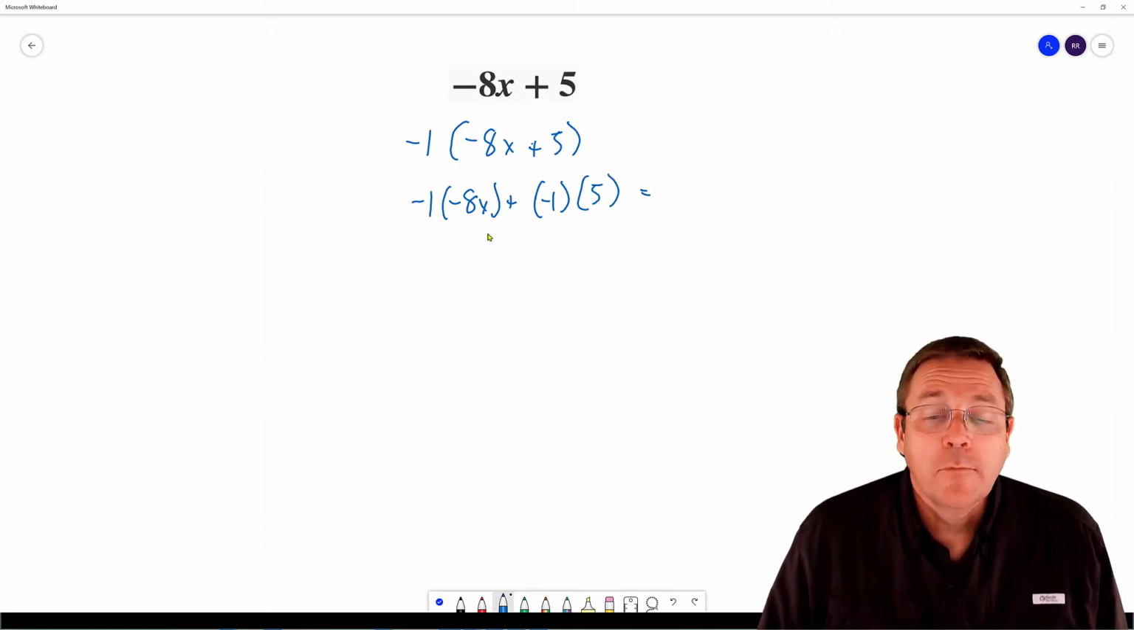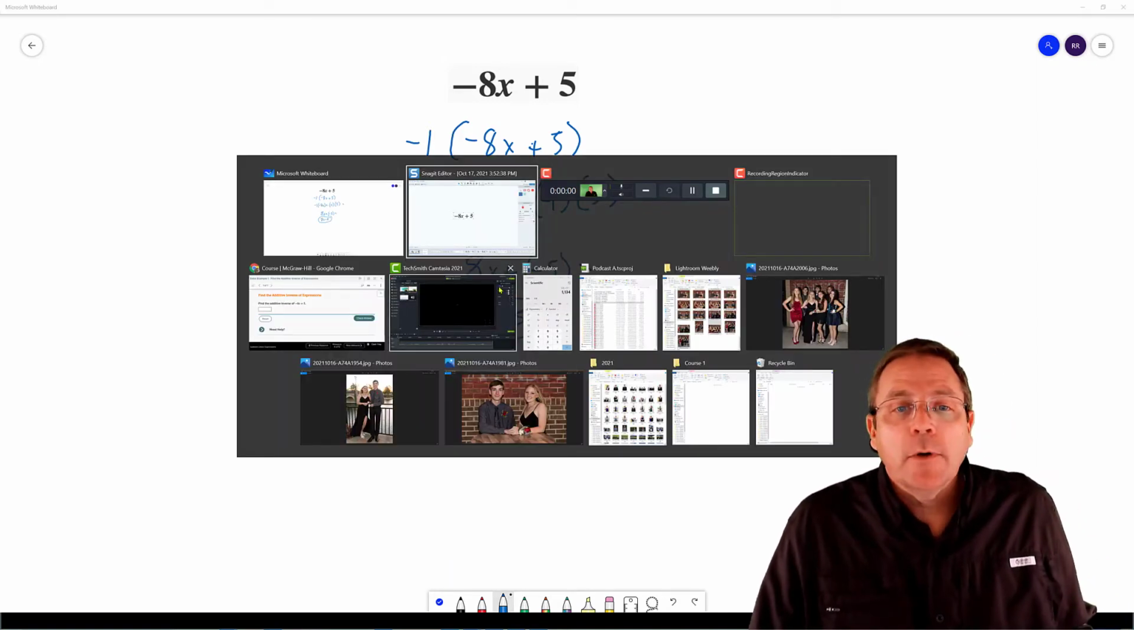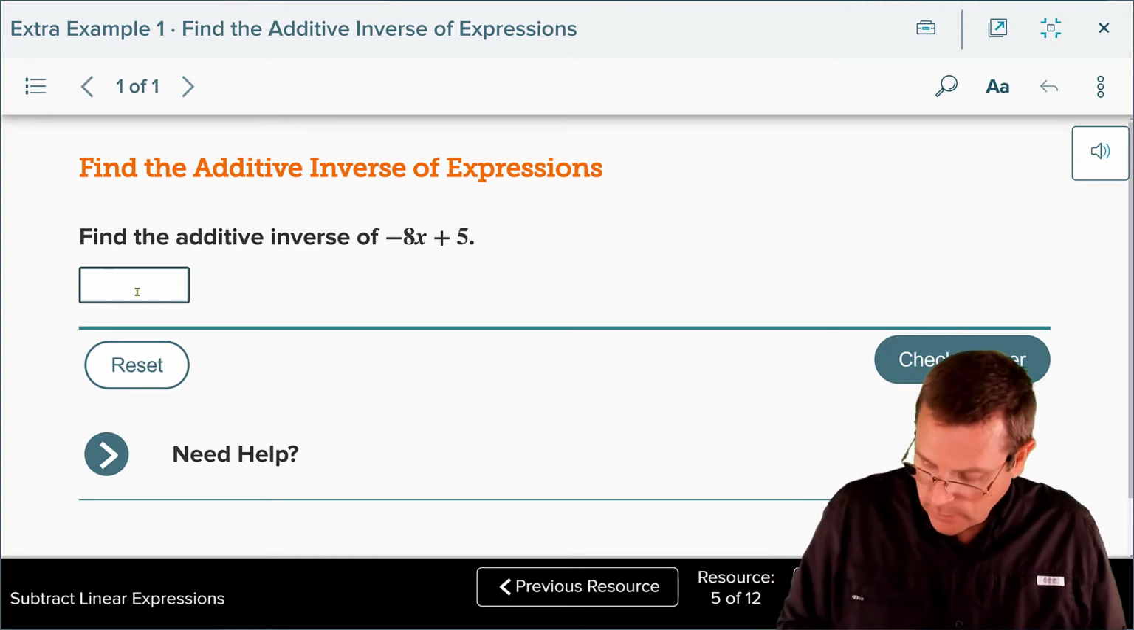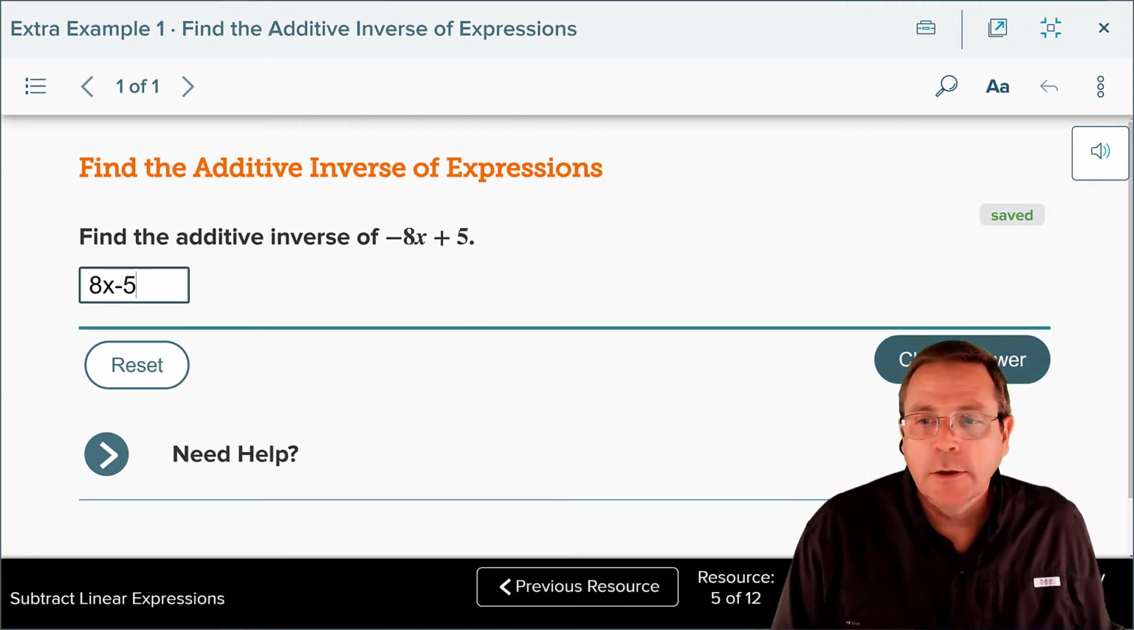From there, -1 times -8 is going to become a positive 8x, plus -1 times -5. That's going to become a -5. Last thing we have to do, make our ugly problem pretty: 8x minus 5. Circle your answer. Now we're going to come back over here and check our answer. 8x minus 5, and check.